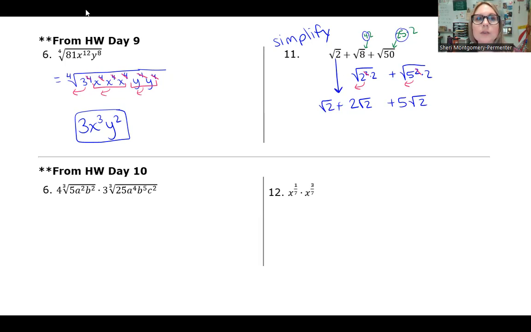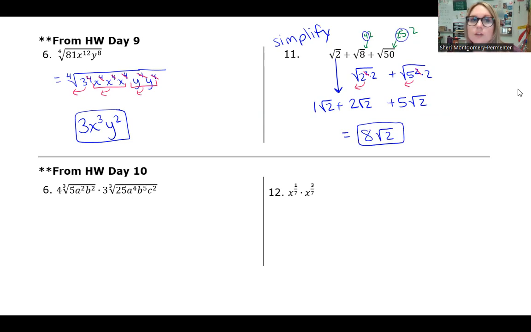So now I have 3 things that all have square root 2, so they can all combine. Sometimes only 2 things combine, but in this case, they can all combine. How many is in front of the very first thing if there's no number there? It's a 1. So let's add these things together. I have 1, 2, 3. 3 plus 5 is 8. So this equals 8 square root 2.